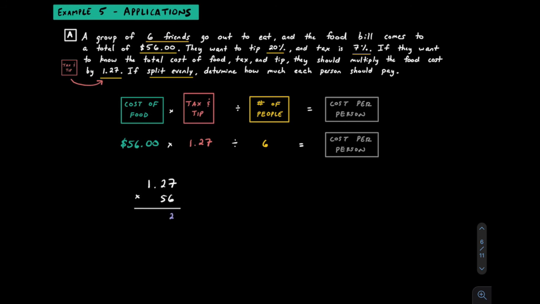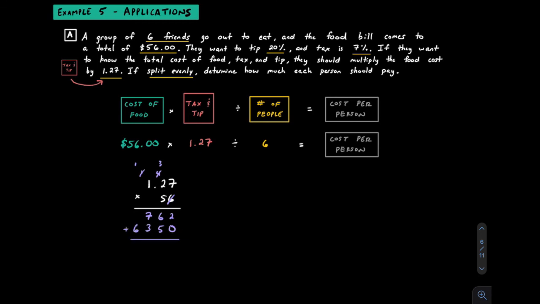7 times 6 is 42, we're going to carry the 4. 6 by 2 is 12, plus 4 is going to be 16, carry the 1. 6 by 1 is 6, plus 1 is going to be 7. Done with the 6, and put a placeholder. 5 by 7 is 35, carry the 3. 5 by 2 is 10, plus 3 is 13, carry the 1. And 5 by 1 is 5, plus 1 is 6.